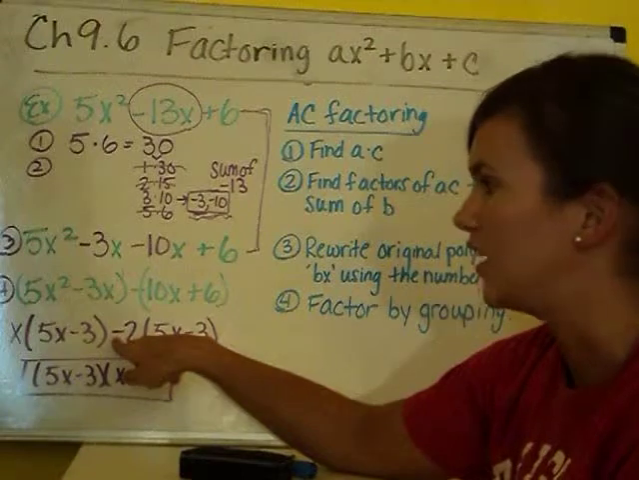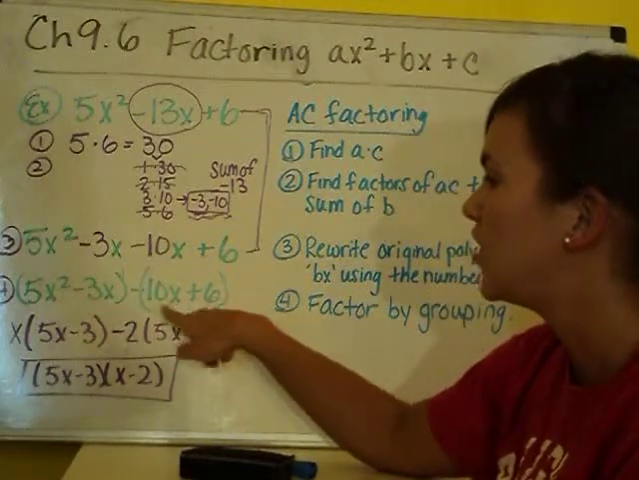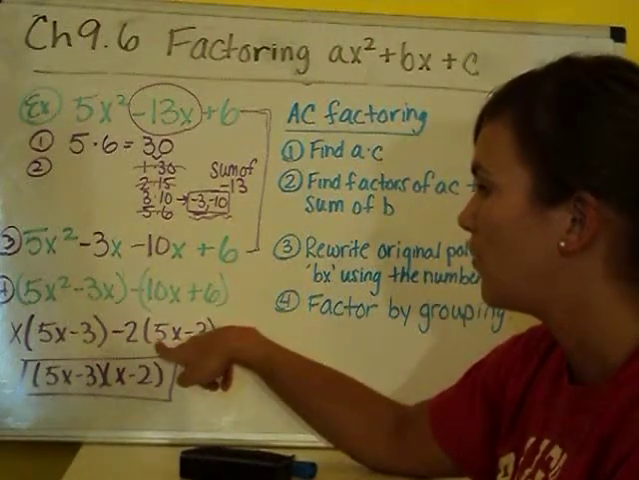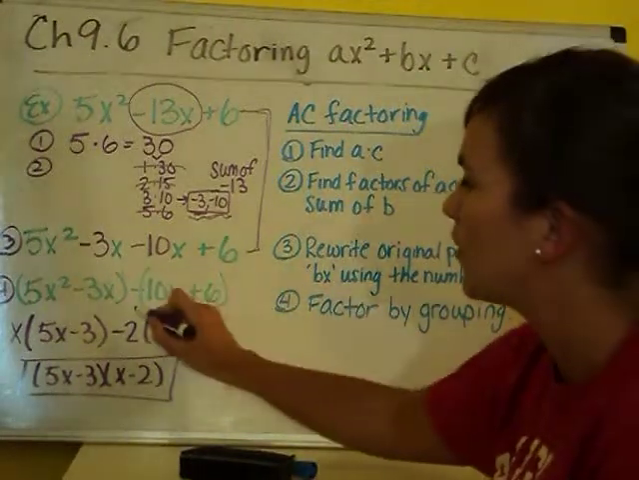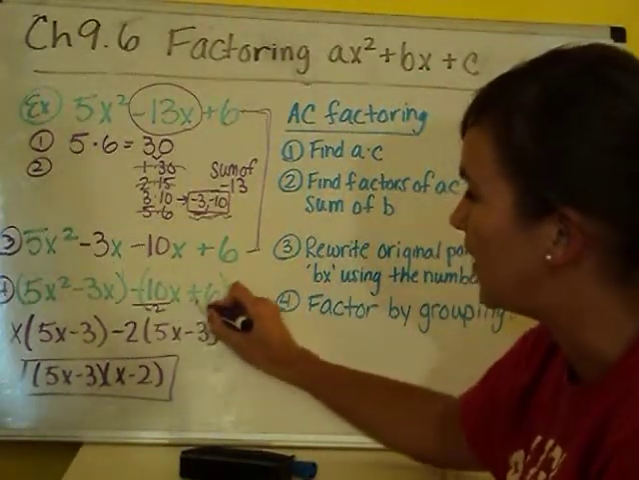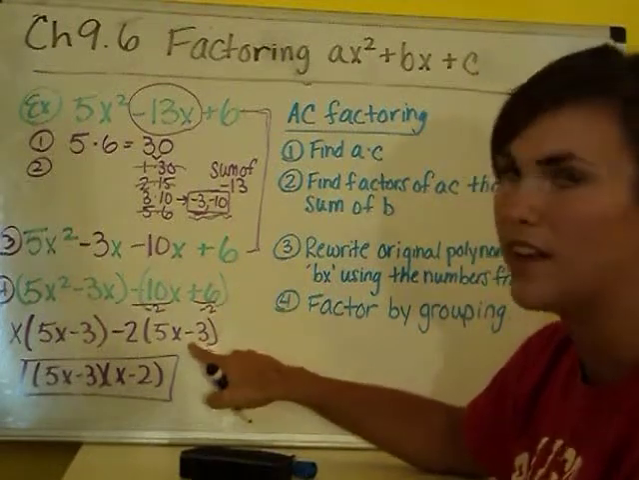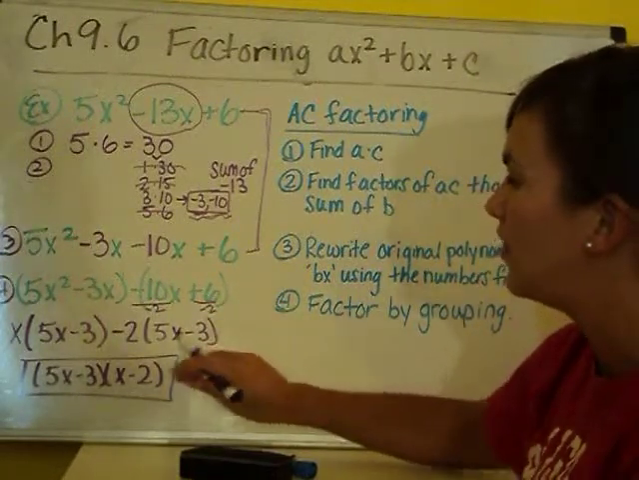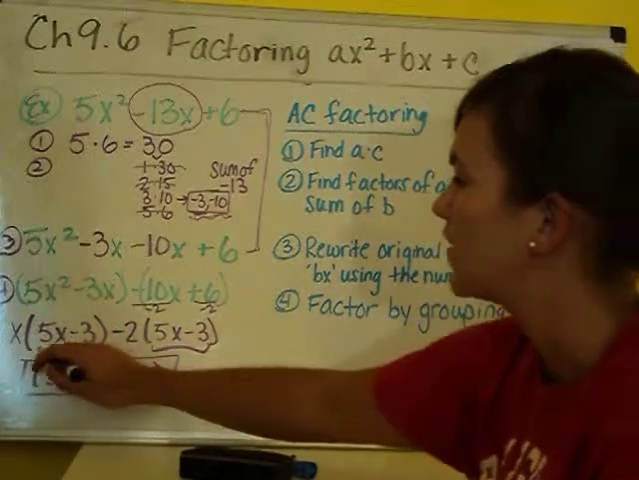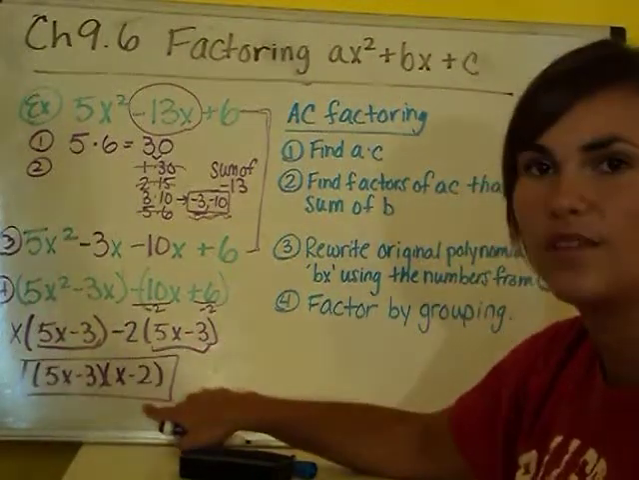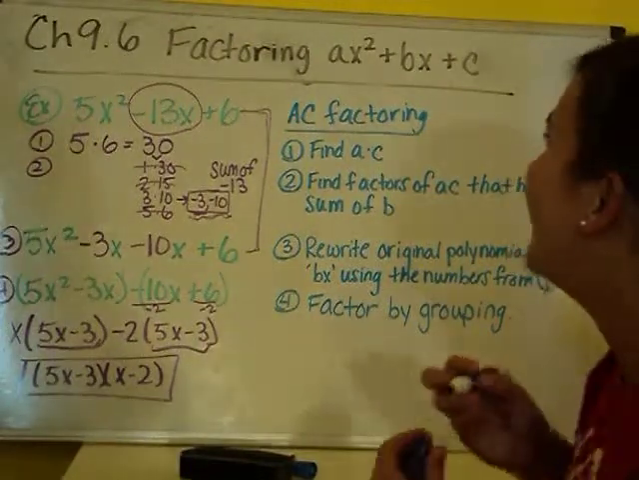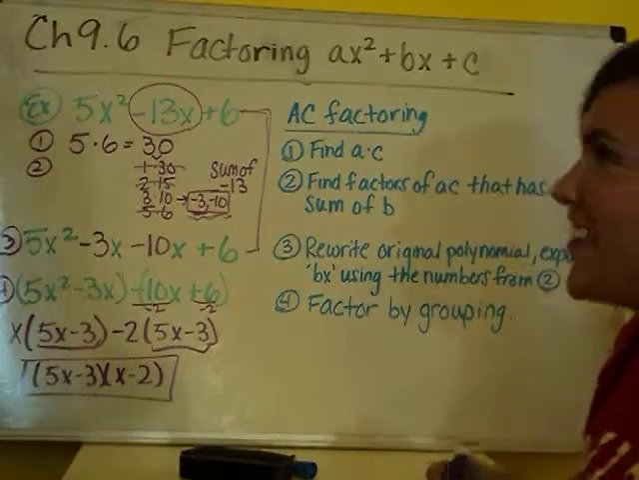We learned that yesterday. And then the only thing these two share is a 2. And then I'm left over with the 5x minus 3. Okay, remember if we pull out that negative 2, we're dividing by a negative 2, which is how I get the negative here. Okay, then both of these share the 5x minus 3. And then my leftovers are x minus 2. Okay? That is AC factoring. Let's try a bunch. How does that sound?